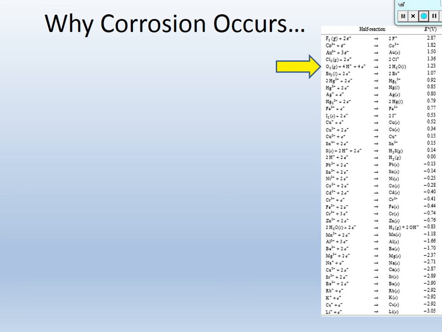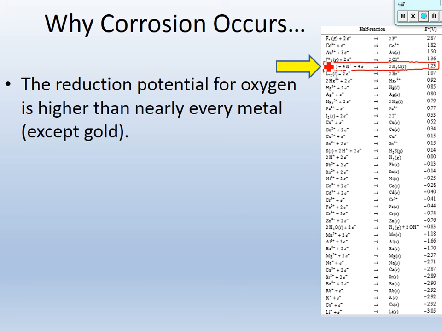Okay, so why does corrosion occur? I want you to take out your reduction potential table. I've got it up here, but you can't really see it. But I want you to take yours out. I want you to put a box around oxygen right here. That's kind of an important line on this table. The reduction potential for oxygen is higher than nearly every metal. There's only one exception. There's only one metal that's higher than oxygen on the reduction table. What is it? Gold. Gold is the only metal above it.